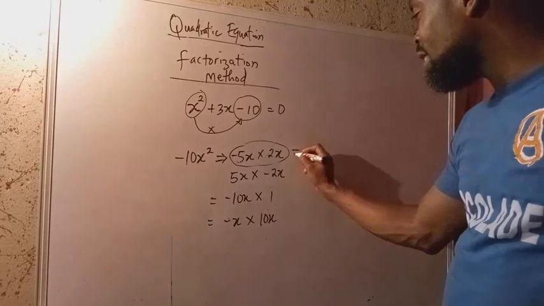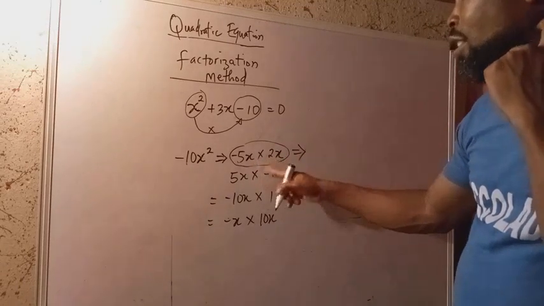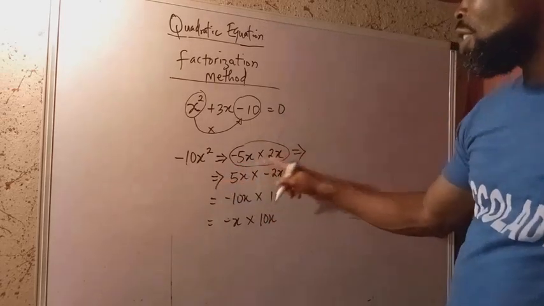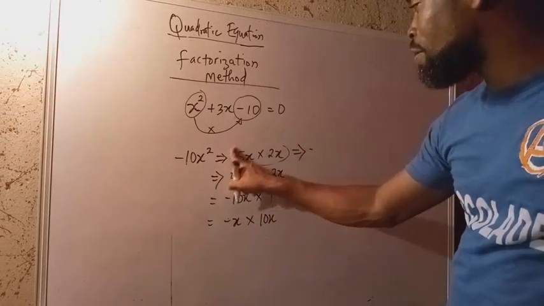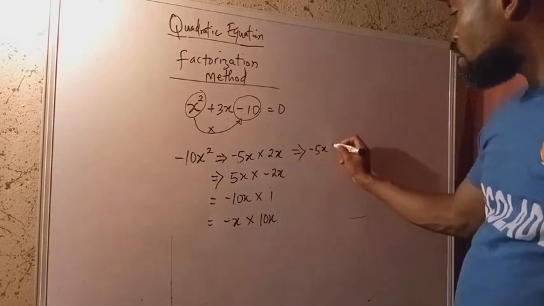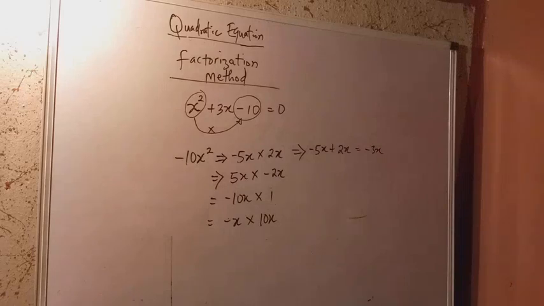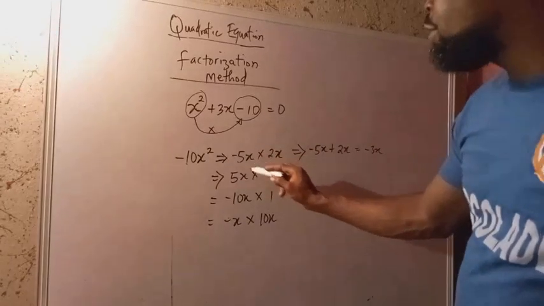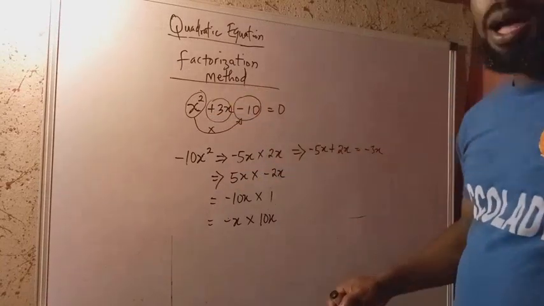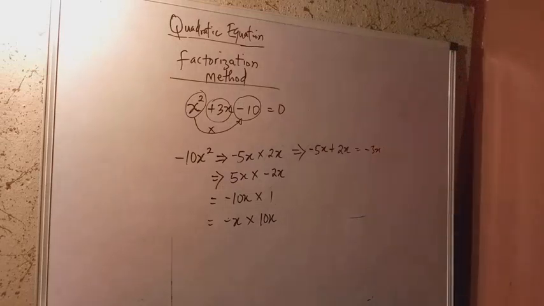So this goes minus 5x times, see, I was even wrong. Okay, minus 5x times plus 2x. We are not going to use this one. So minus 5x plus 2x will give me what? Minus 3x. Can you see that? But what I'm looking for is the factors whose sum is going to be plus 3x. That's what I'm looking for. But this one is giving me minus 3x, so I cannot use this.